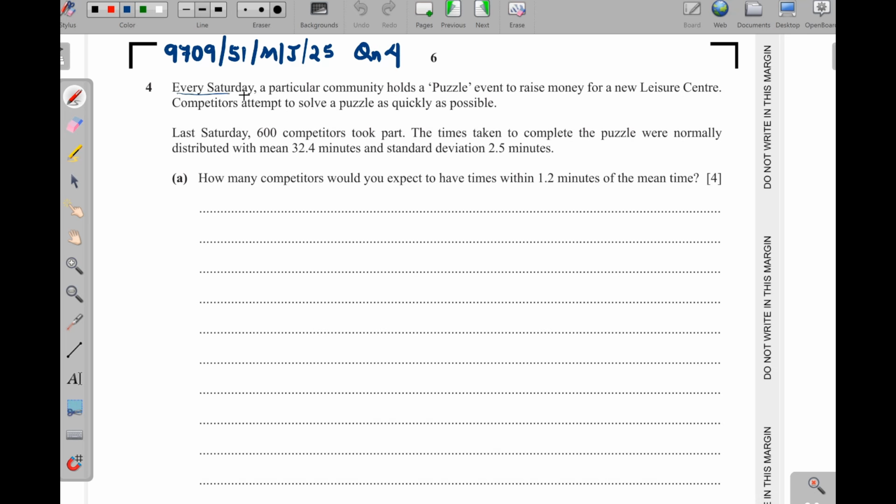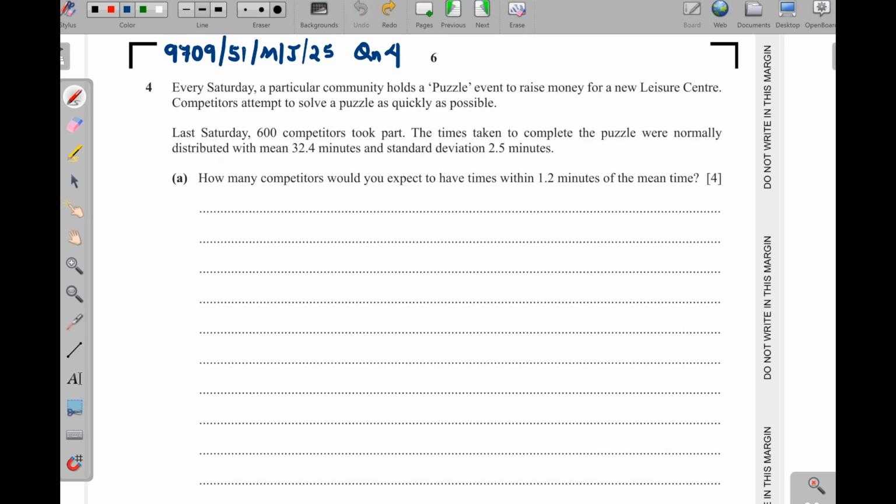Question 4, they are saying every Saturday a particular community holds a puzzle event to raise money for a new leisure center. Competitors attempt to solve a puzzle as quickly as possible. Last Saturday, 600 competitors took part. The times taken to complete the puzzle were normally distributed with mean 32.4 minutes and standard deviation 2.5 minutes. Part A, how many competitors would you expect to have times within 1.2 minutes of the mean time?